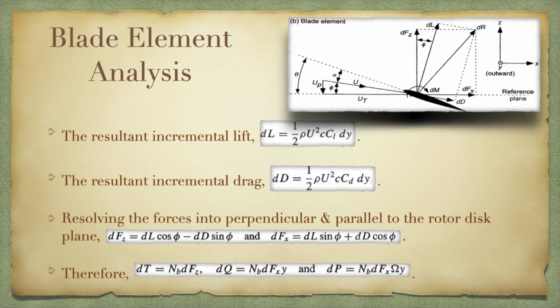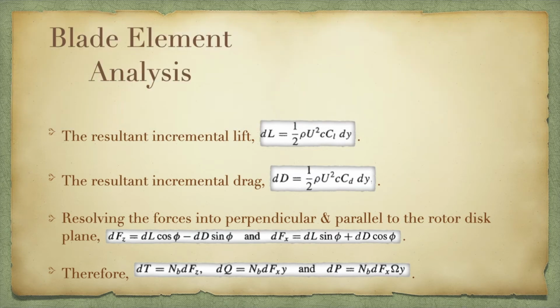And also you have to notice that in the hover or axial flight condition, the aerodynamic environment is axisymmetric and the air loads are independent of the blade azimuth angle. That is the ideal condition.